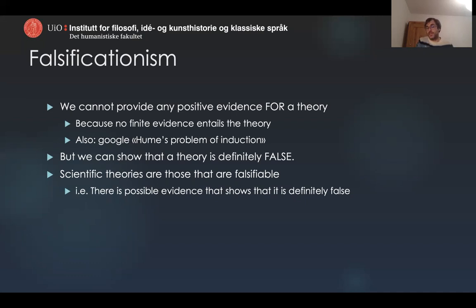This is not the course to learn about Hume's problem of induction. If you're interested in that, you should probably take an introduction to epistemology and philosophy of science course. In any case, Popper was convinced that this shows that we can't really provide evidence for a theory. What we can show, though, is that a theory is definitely false. And that means that theories that we can show to be definitely false are falsifiable. So it's possible that there's evidence that shows that the theory is false.